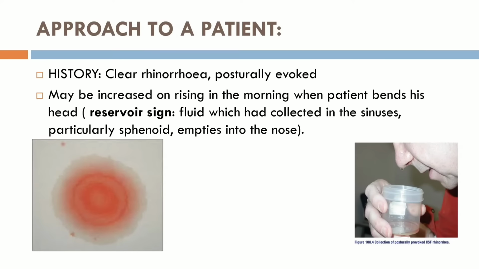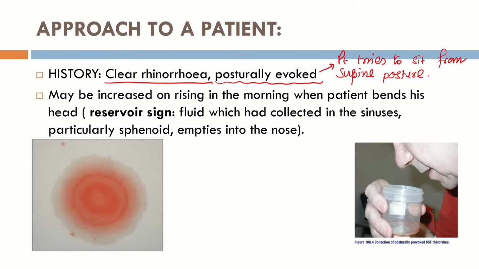Approach to a patient with CSF rhinorrhea. Firstly, the history. There should be clear rhinorrhea, very importantly, and posturally evoked. That means if the patient tries to sit from supine posture, obviously very much clearly the patient should have the CSF rhinorrhea.